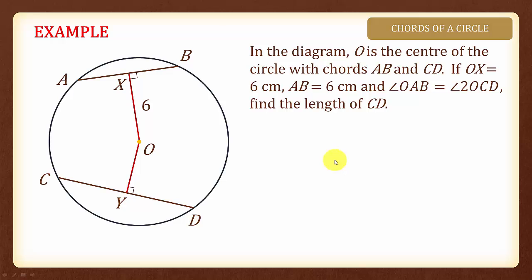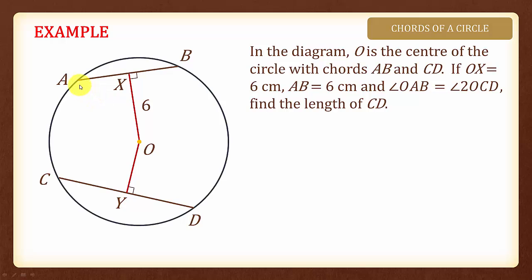Next, let's look at another example. In the diagram, we have O as the center of the circle with two different chords AB and CD. Now, if the length of OX is equals to 6 centimeters, the length of the chord AB is also equals to 6 centimeters. If angle OAB is twice the angle OCD, how do we find the length CD?